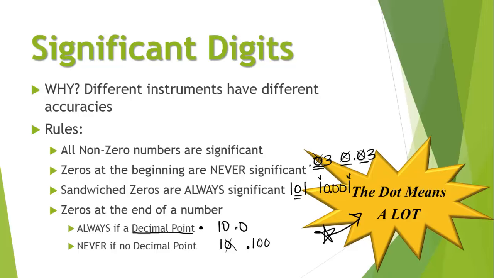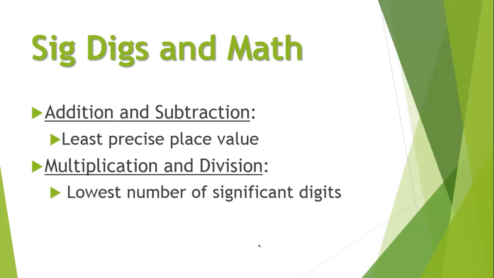Now, we don't just look at a number and determine how many sig digs. Often we are doing some kind of math with the numbers that we had to measure. So it's not just, oh, how many sig digs are in this number. We're usually doing something with those numbers. So if we are adding or subtracting, we're going to go by the least precise place value. So if you're adding something with 2 decimal places, adding it to something with 1 decimal place, your answer is going to just have 1 decimal place.